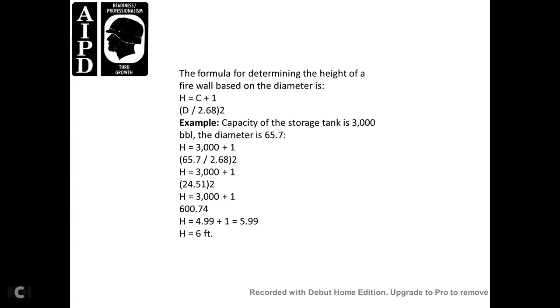The formula determining the height of the firewall based on the diameter is H equals C plus 1, the diameter divided by 2.68 times 2. The capacity of the storage tank is 3,000, the diameter is 6.57. You have a height of 6 feet.